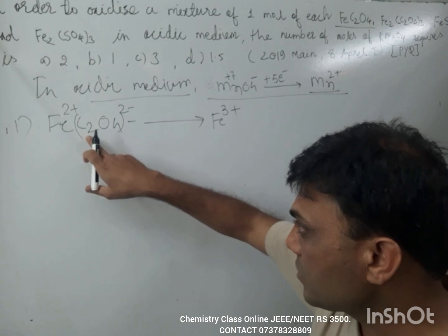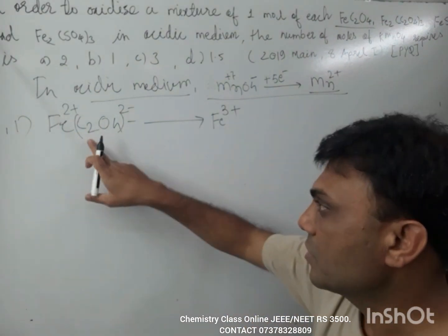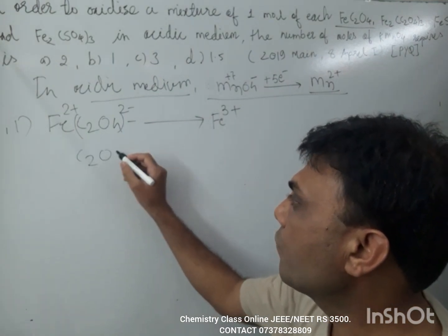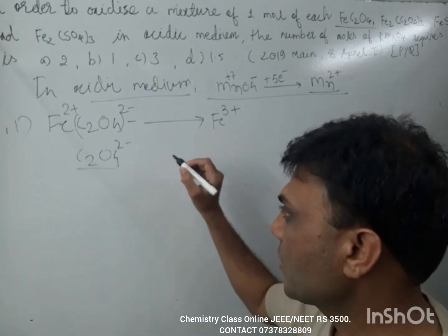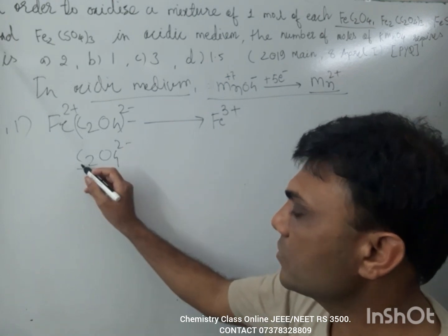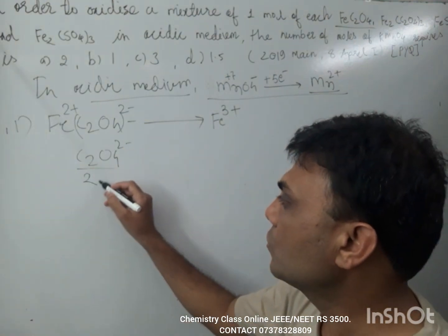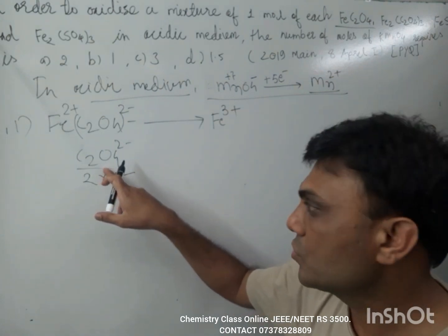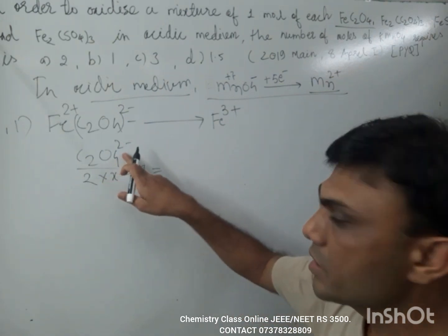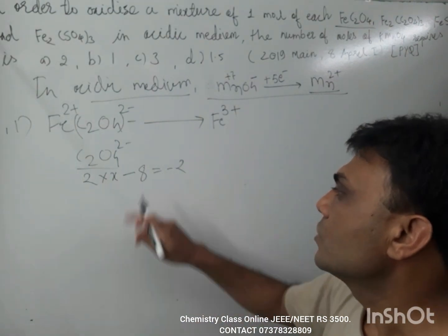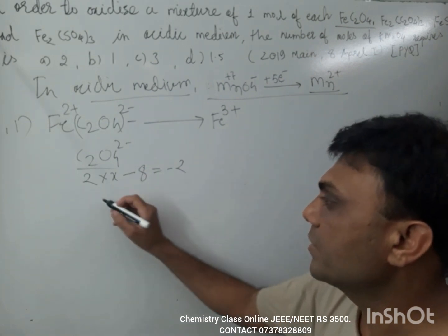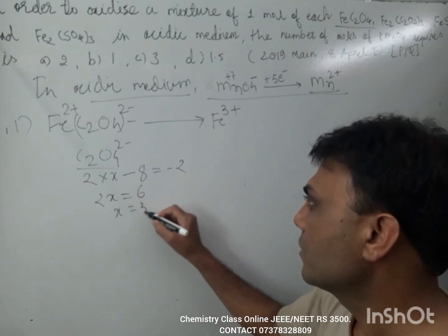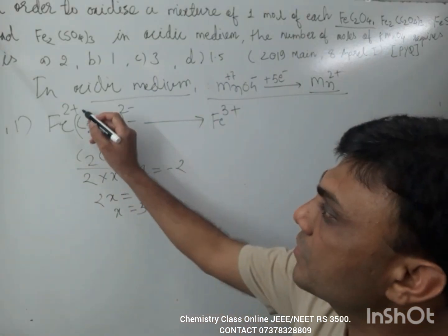And here the C2, that is carbon, what is the oxidation state of carbon here? We can easily calculate. C2O4 2 negative, this is the ion. So suppose we take its oxidation state as x. So 2 into x minus, because oxygen will be -2, -2 into 4 is -8, is equal to the charge on the ion, that is -2. So this -8 will go to the other side and become +8, and 2x will become +8 -2 = 6. So x will become 3. That means the oxidation state of carbon here is +3.